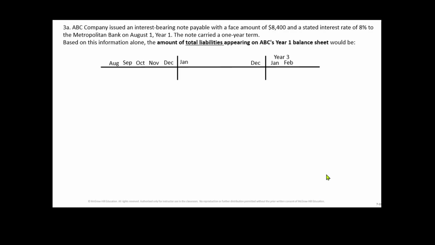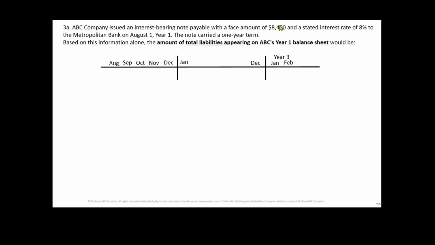Okay, let's go to the next one. ABC Company issued an interest-bearing note payable with a face amount of $8,400 and a stated interest rate of 8% to Metropolitan Bank on August the 1st, year one. The note carried a 1-year term. Based on this information alone, the amount of total liabilities appearing on ABC's year one balance sheet would show what?